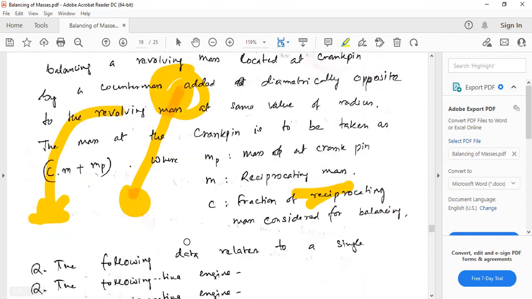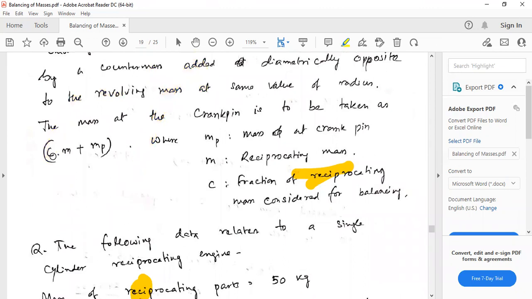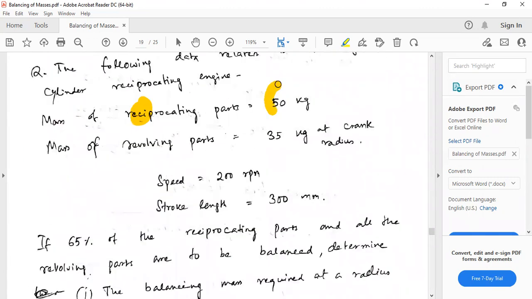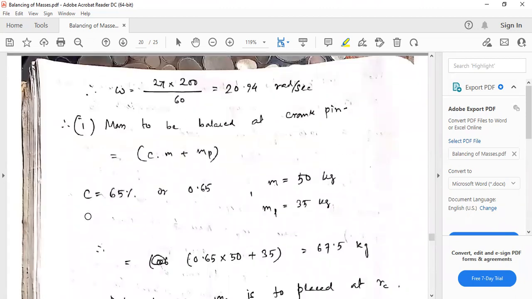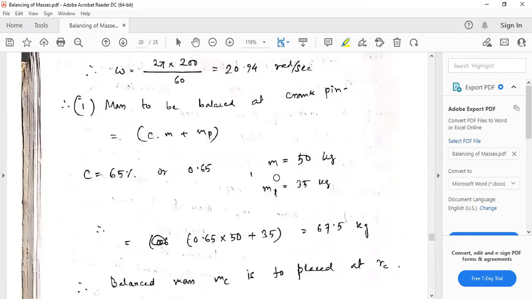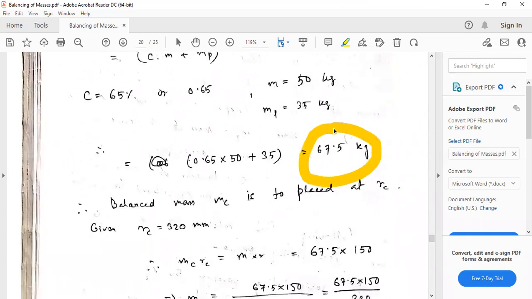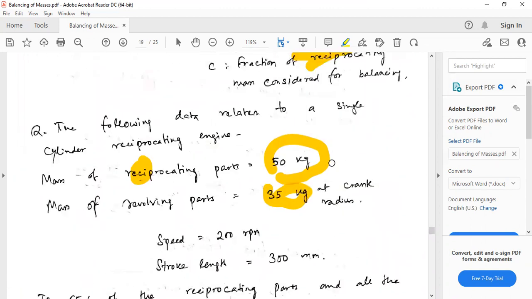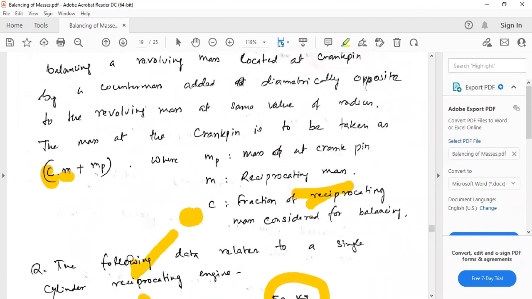So we can simply say that C is the fraction to be balanced, M is the reciprocating mass, reciprocating in this direction, and MP is the rotating mass about the crank pin. Reciprocating mass is given, rotating mass is given, and the fraction is given as 65%. So C is equal to 0.65, M is 50, and MP is 35. You get this as 67.5. So this is the mass that has to be placed here on the crank.